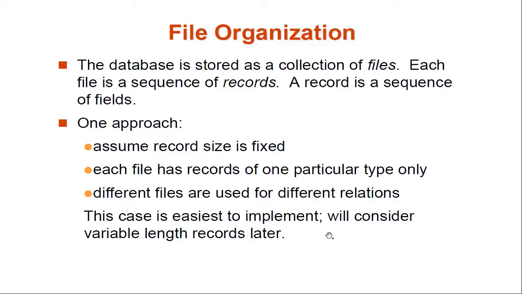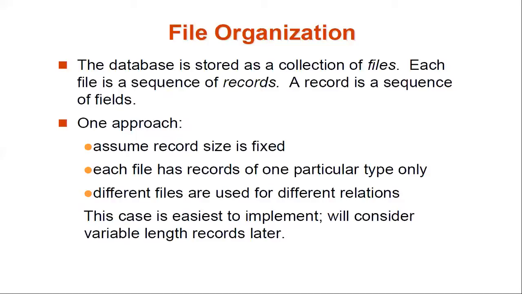This case is the easiest to implement. We'll consider variable length records later. So the first approach is that we assume all your record sizes are fixed. Then whatever data type you use in a field will be fixed in size. The total size of your record cannot be adjusted; it will be fixed in size.